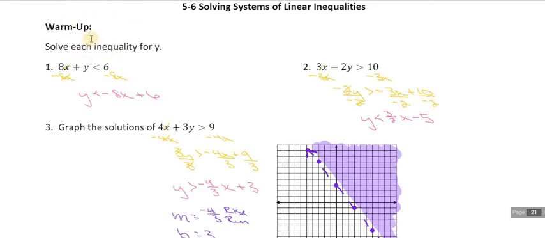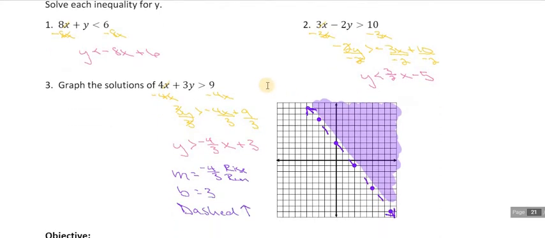Okay, so let's take a look at our solutions here. In the first one, we end up with y is less than negative 8x plus 6. Number 2, tricky part here, once we subtract 3x from both sides, we then have negative 2y is greater than negative 3x plus 10. Because we need to divide both sides by a negative 2, it means we need to flip our inequality symbol. So we have y is less than 3 halves x minus 5.